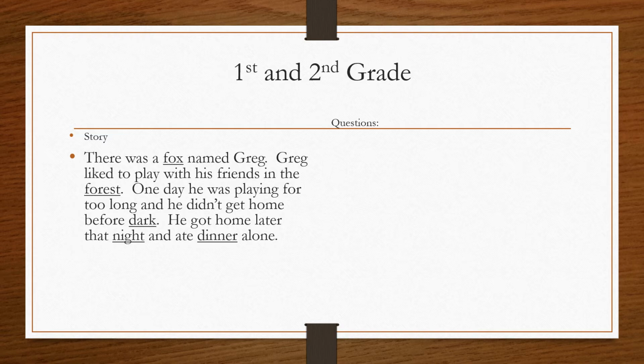I'll read it one more time. There was a fox named Greg. Greg liked to play with his friends in the forest. One day he was playing for too long and he didn't get home before dark. He got home later that night and ate dinner alone.